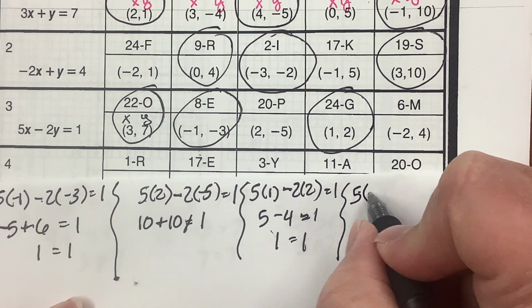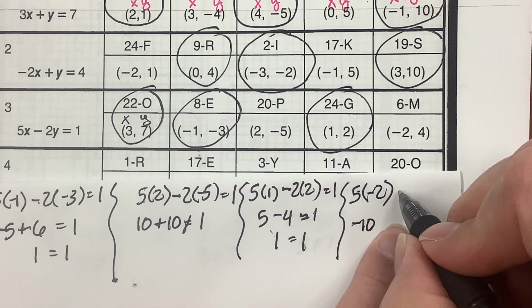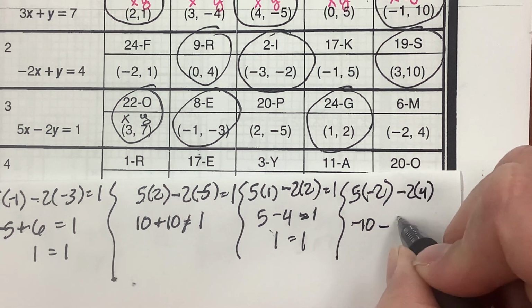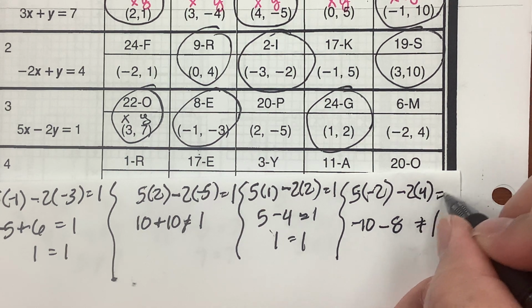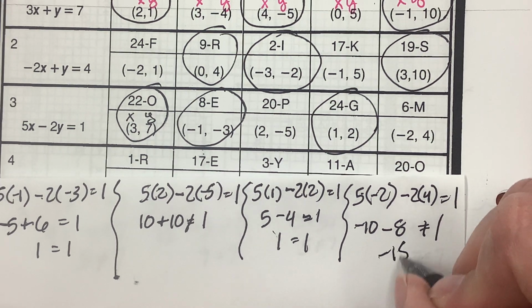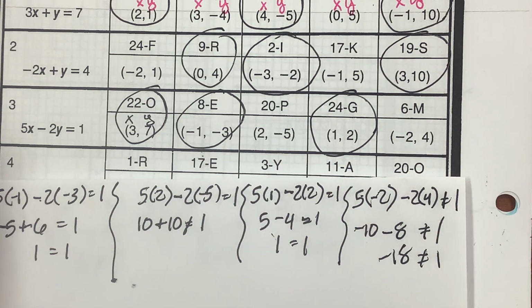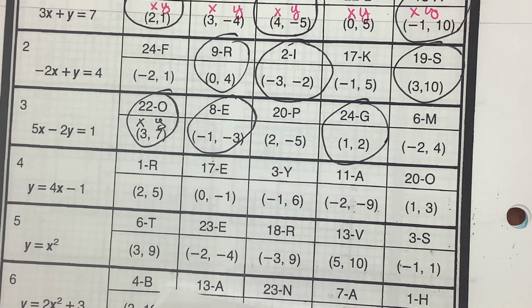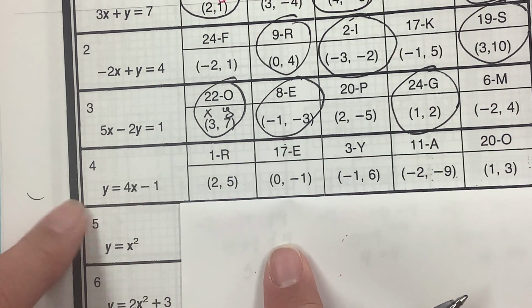5 times -2 is -10. Minus 2 times 4, minus 8. Oh, that's not equal to 1. That's never going to equal 1. That's -18, which is definitely not equal to 1. No good. All right. Let's take a look at this next one. Oh, look, this one's different.